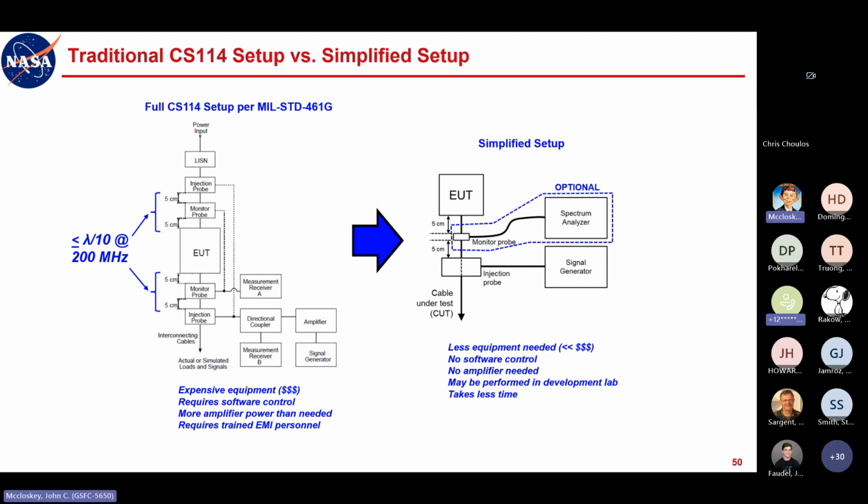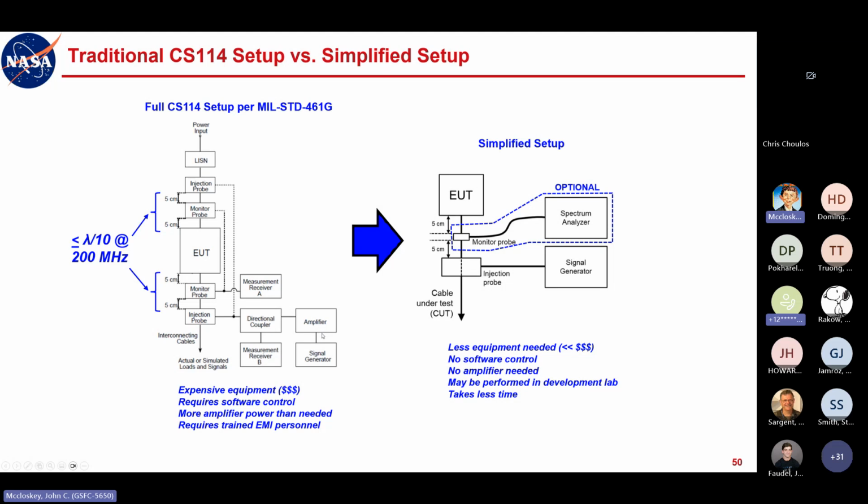So it's a very safe, a much safer test setup compared to this setup where you've got a drive amplifier. What's not shown here is some of these automated test systems. I think the one we've been using here at Goddard, the amplifier is pretty hefty because they have to be able to drive those curves that are injecting much higher signal levels.